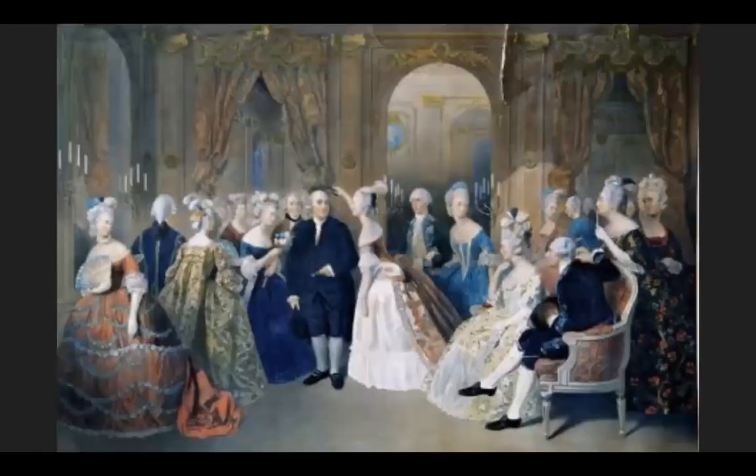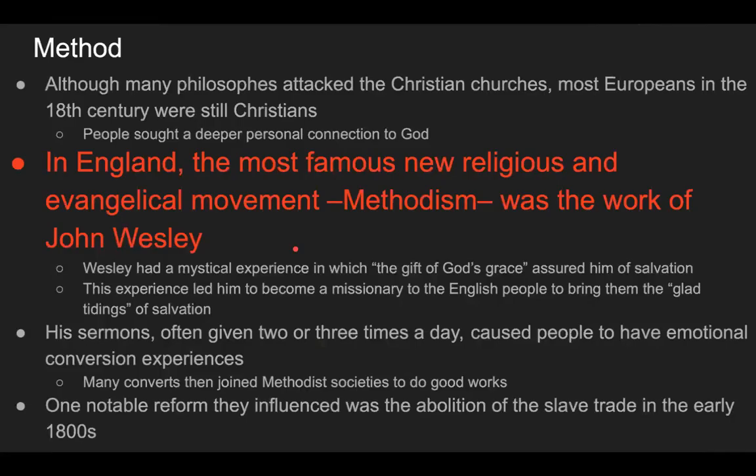Anyways, here's a picture of a salon. A lot of women. Maybe this is the wrong one, but this looks like Ben Franklin. A very pixelated portrait.